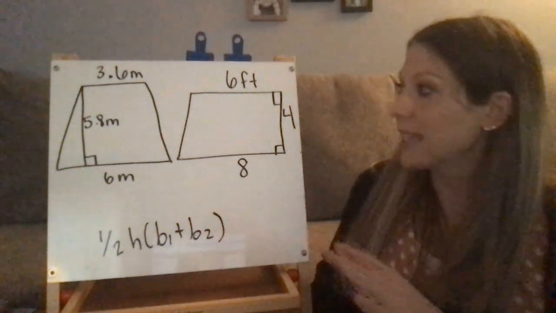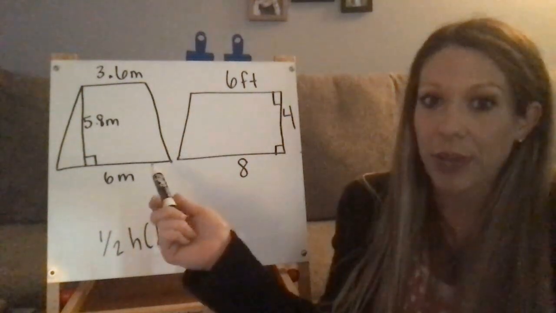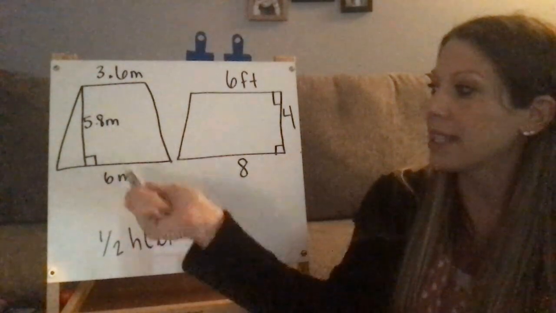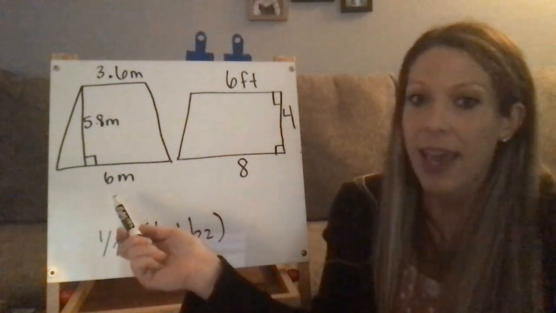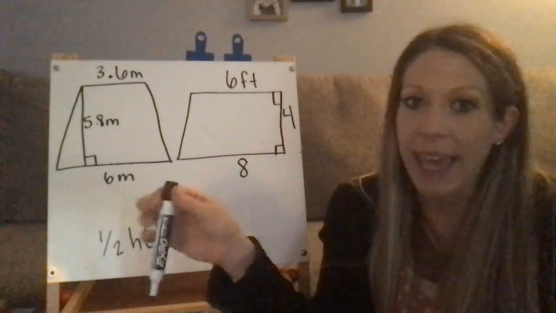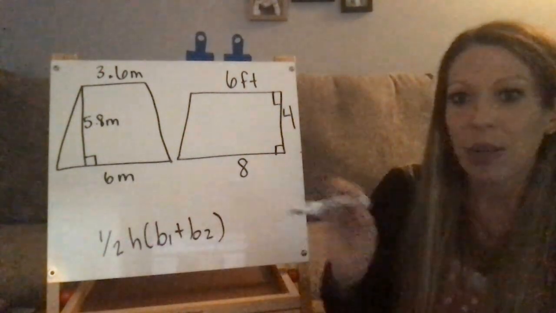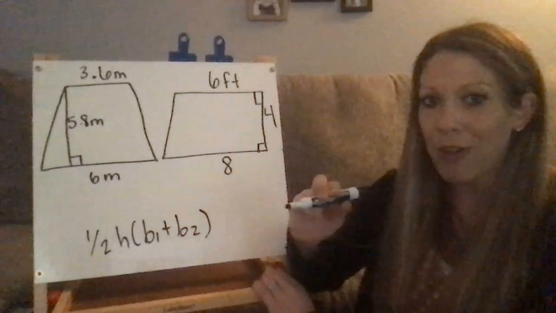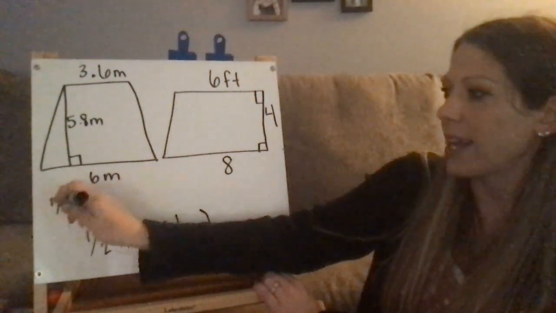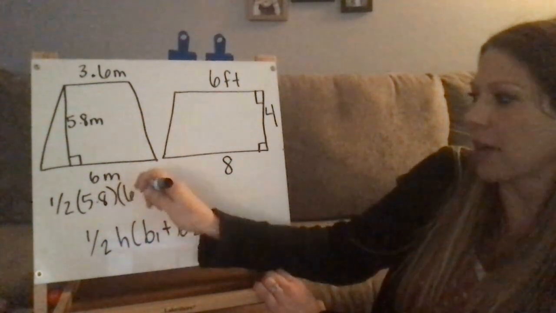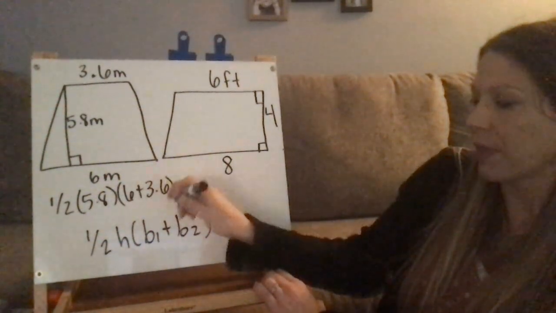So, first example, clearly a trapezoid. It tells us that our bases are 3.6 and 6 meters. And we can tell that 5.8 is the height because it is perpendicular to the bases. So when we plug everything into our formula, we have 1/2 height times base 1 plus base 2.